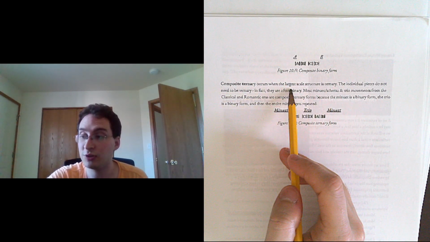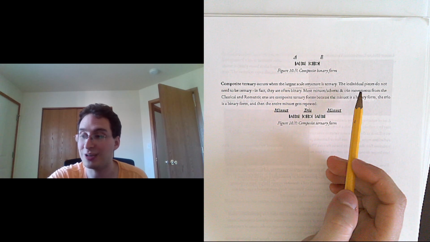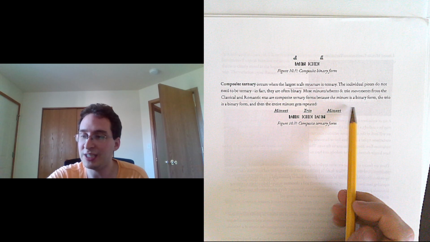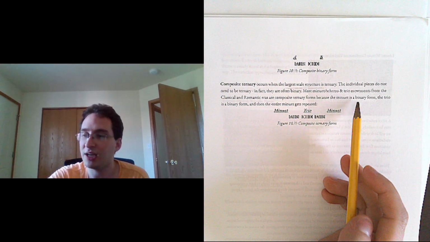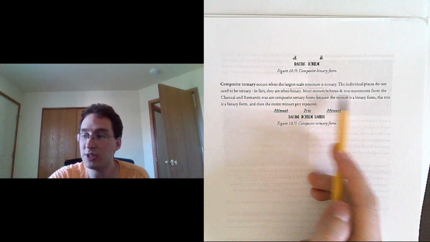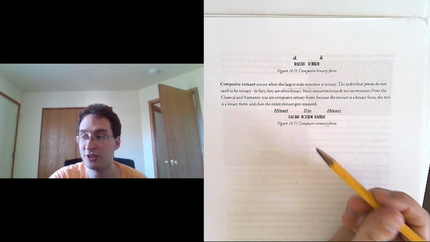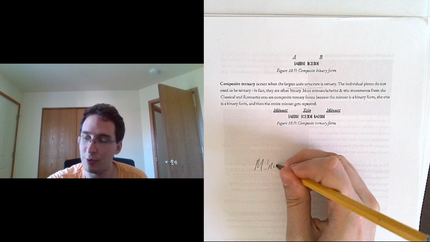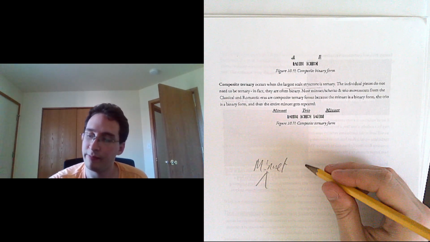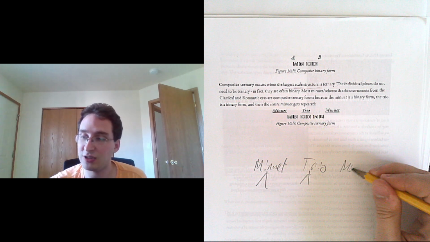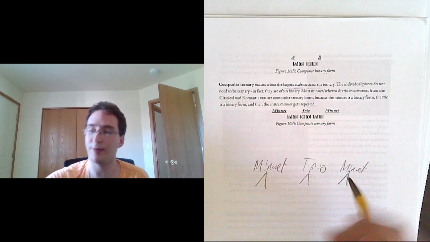Composite ternary, of course, occurs when the largest scale structure is ternary. The individual pieces don't need to be ternary. In fact, often they're binary. So most minuet, scherzo, and trio movements from classical and romantic eras are composite ternary form because you have your minuet, which is binary. You have a trio, which is also binary. And then you go back and repeat the minuet, which is binary.